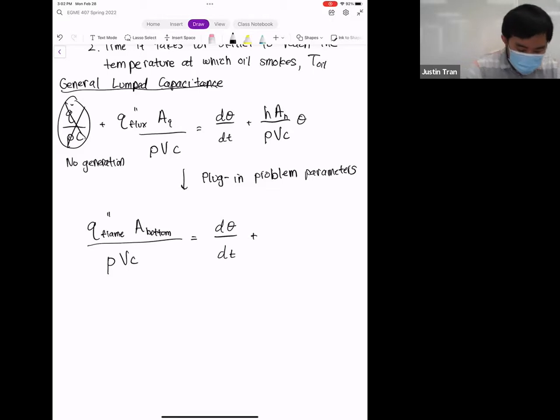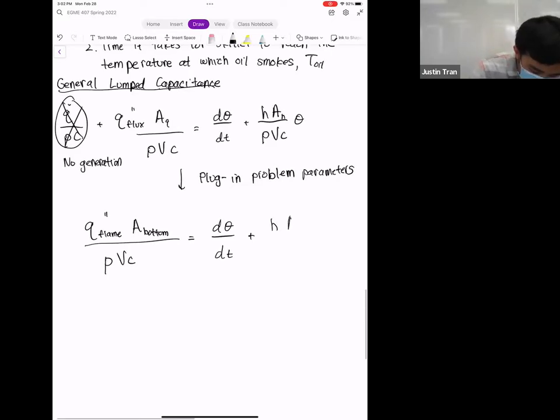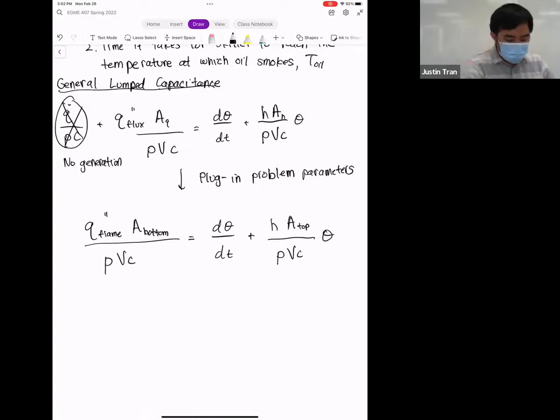And next we have the convection terms. For convection, we have the convection coefficient H, and it was just given to us as H. Okay. Next, we have the surface area which is being affected by convection. And so remember, the only part of the pan that's being affected by convection was just the top of the pan, right? And so we're going to multiply this by A top. Right? And then we divide by rho VC, since all of those are still known, and then we multiply the whole thing by theta. Okay.